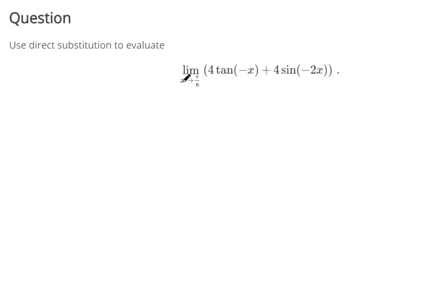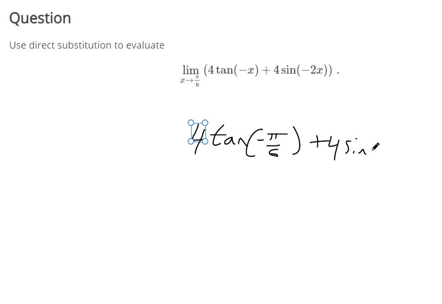They're asking us to use direct substitution to evaluate, so there's not a lot of calculus going on here. What you're doing is plugging in negative pi over 6 for x. The reason we can do this is because we know something about sine and tangent, and the behavior of their graphs.